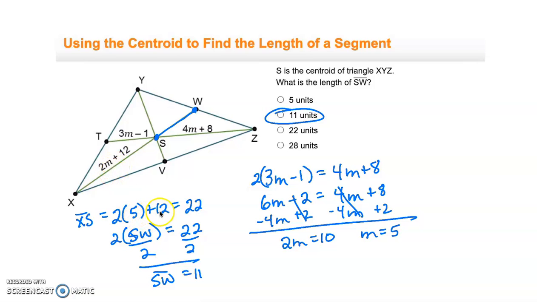So 2 times 5 plus 12 is 22. And we know that 22 is twice the length of SW. So we can set that up and find out that SW equals 11.